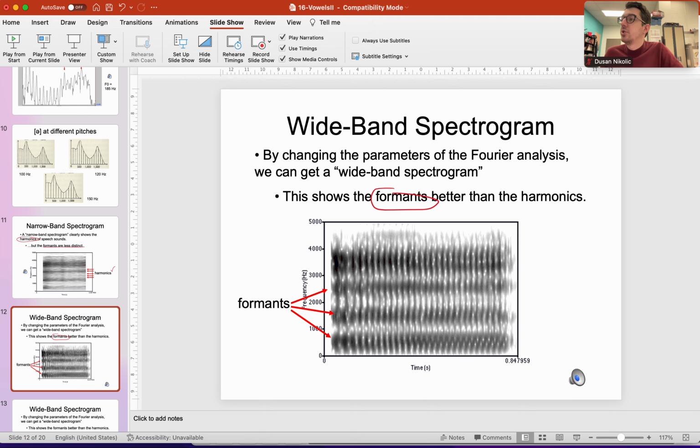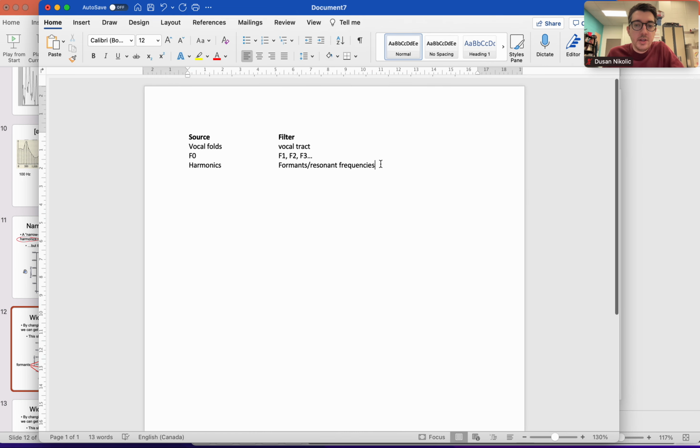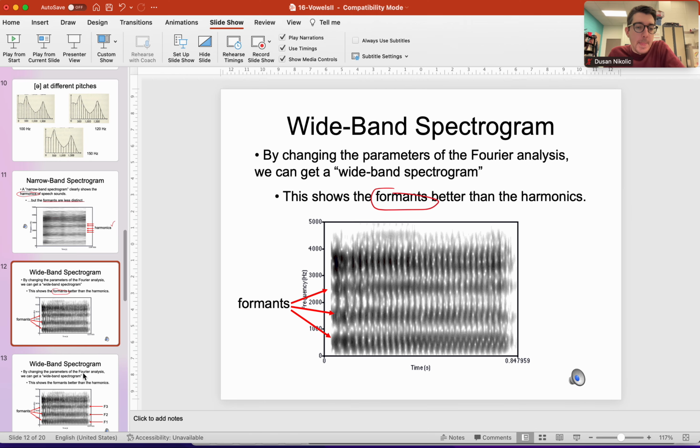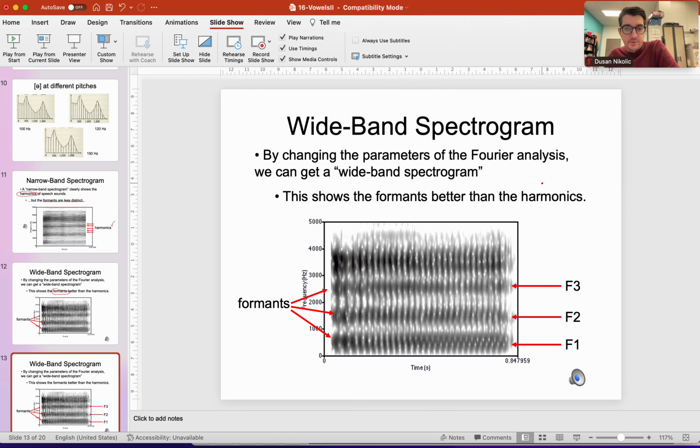And that's why I'm going to write here narrow band spectrogram and wideband spectrogram. Okay, right, so we understand this, hopefully. Okay, when you are deciding where the formants are, what you just need to look at are these dark bars, right? And this is how you will indicate this is F1, F2, F3, and you have that for your homework as well.